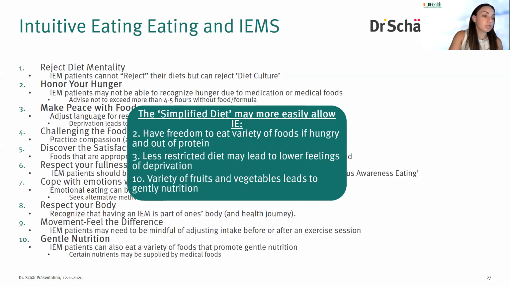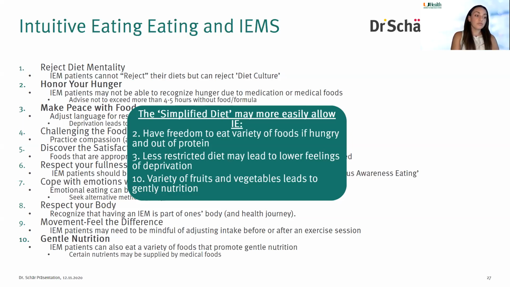And then coping with emotions with kindness. I think that this is really important with patients with IEMs, to help them prevent emotional eating, because emotional eating can be really harmful for them if they start a binge cycle that pushes them outside of whatever their protein tolerance or their fat tolerance may be. And respecting your body, again, recognizing that having an IEM is part of one's body and one's health journey, and also respecting their actual physical body and not trying to conform with the social norms of what society tells us bodies should look like.